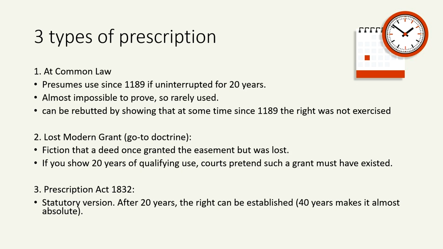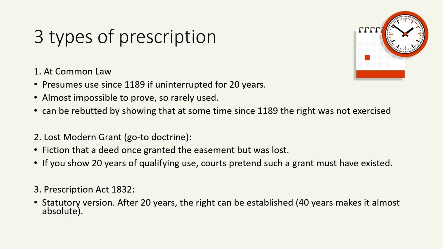Now, since this is a bit of a weird fiction go-to doctrine that is really a bit of a joke if you think about it, there was an attempt by Parliament to make things a bit easier by introducing the Prescription Act 1832, which is kind of the statutory version of the doctrine of the lost modern grant. And it also does say that after 20 years the right can be established.